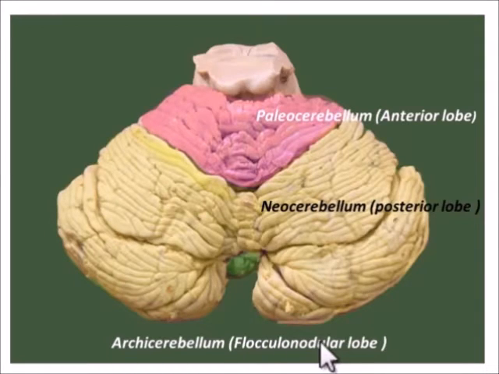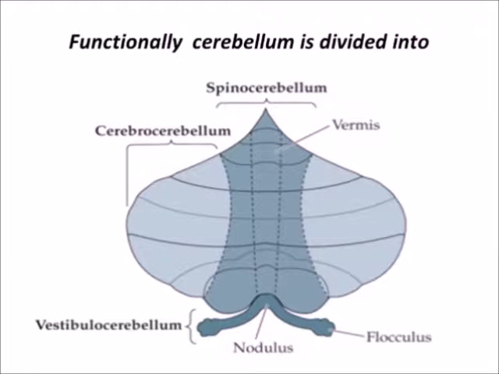This folliculonodular lobe is also called archicerebellum. So to repeat again, the cerebellum is anatomically divided into paleocerebellum, which is the anterior lobe, neocerebellum, which is the posterior lobe, and archicerebellum, which is the folliculonodular lobe. Physiologically or functionally, cerebellum is divided into spinocerebellum, cerebrocerebellum and vestibulocerebellum.